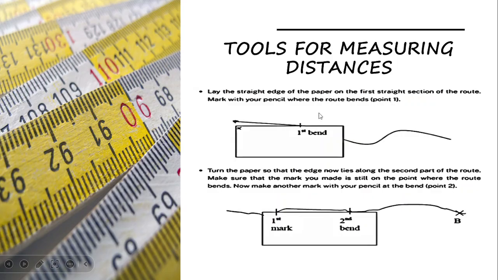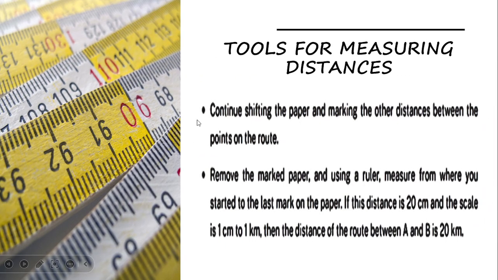As you can see illustrated here, that is point A. Now turn the paper so that the edge lies along the second part of the route. The same goes for the other points. Make sure that the mark you made is still on the point where the route bends. Now make another mark with your pencil at the bend, that is point 2. After that, continue shifting the paper and marking the other distances between the points on the route.